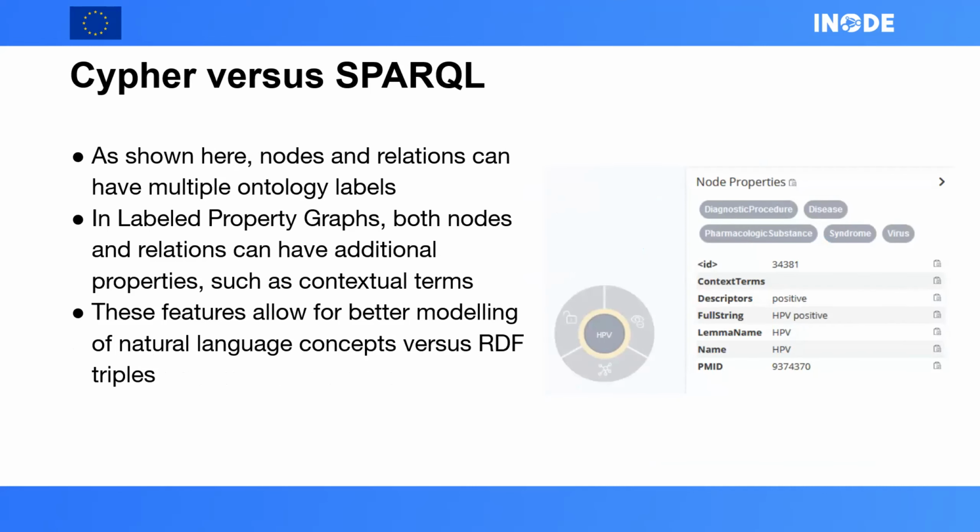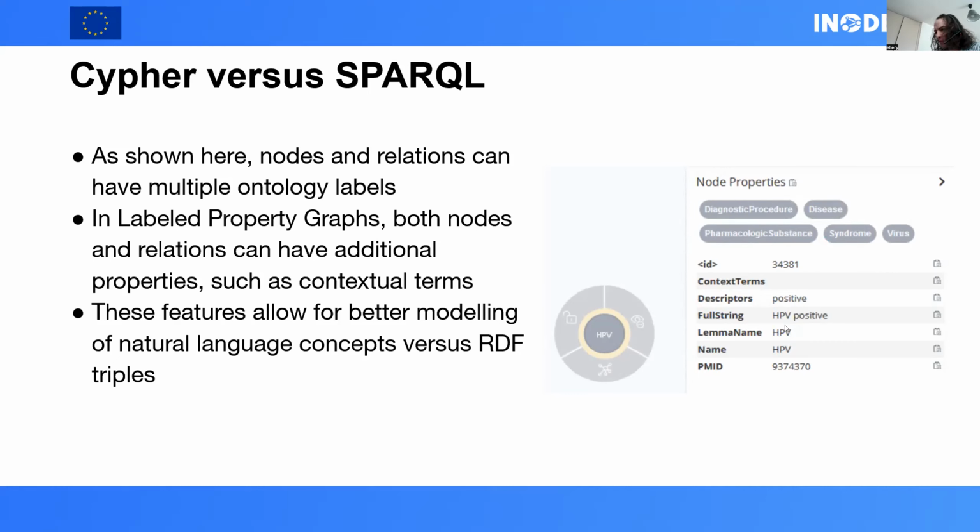As you can see on the right, we have one of the nodes from the graph database, which is the HPV virus node. And you can see that in the properties, it has 5 different labels, which we use for searching, and it can be marked as a disease, virus, syndrome, diagnostic procedure, pharmacological substance. And this is not easily done in an RDF database, but it's much easier in a labeled property graph.